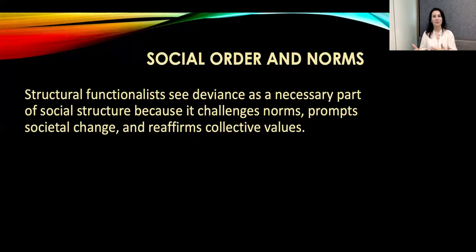Without having deviance and crime, maybe the boundaries between what's right and what's wrong, or what's norm and what's deviance, are a bit gray. Maybe we don't know exactly clearly what the norms are. And only through deviance and crime, those norms are challenged, making people aware of those societal changes.